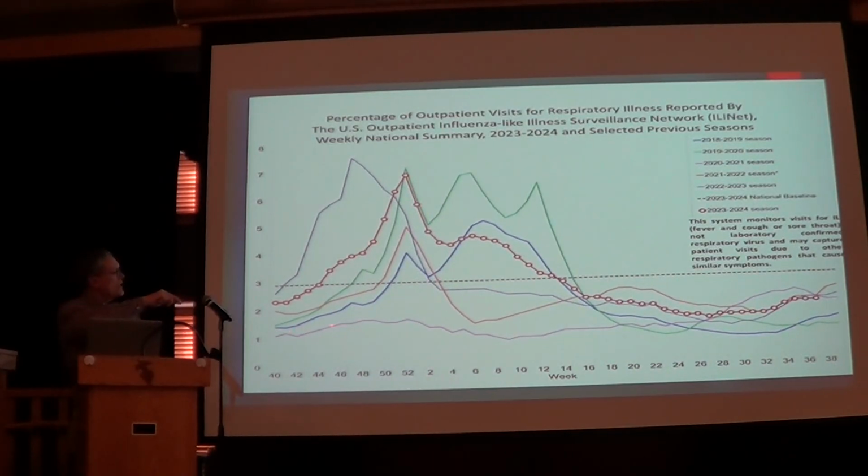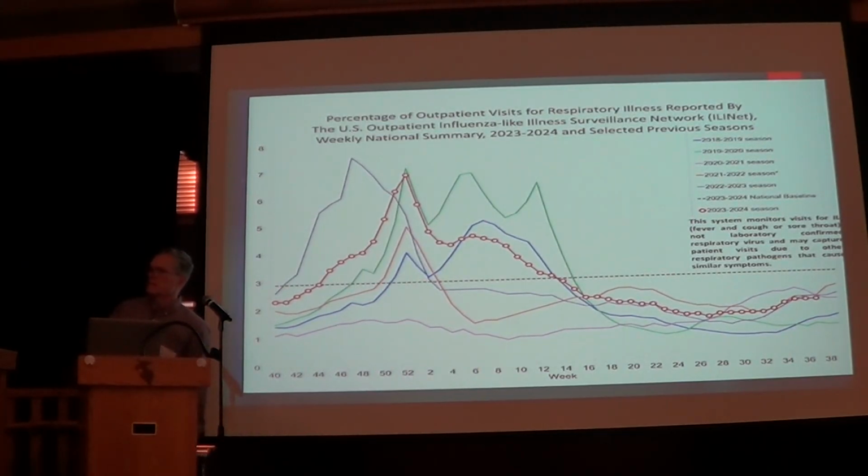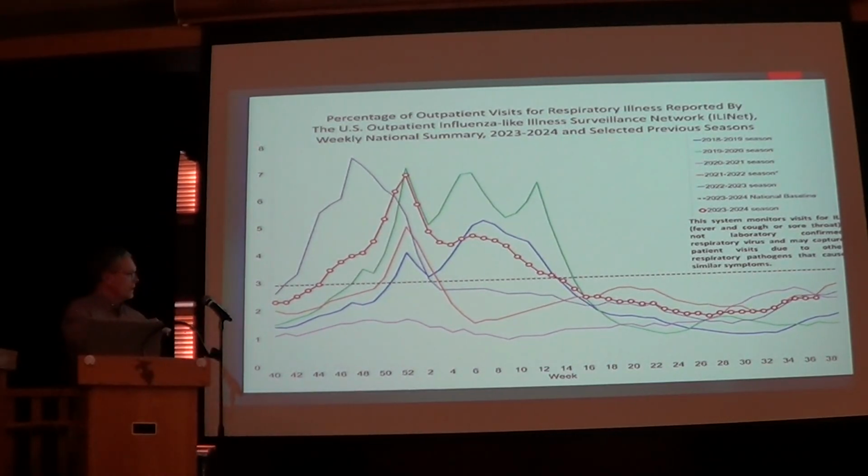What's interesting is this line down here. Anybody know what that is? What year that is? COVID. That was during the height of COVID. That was the first winter of COVID. So this is when we were all staying in our houses, wearing masks, not going out, and look what happened to flu. We didn't have any.